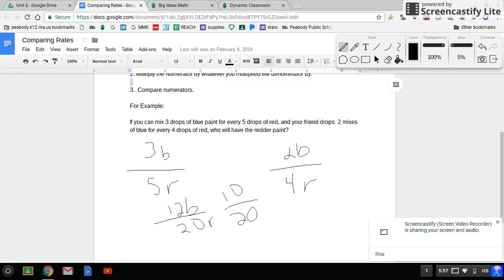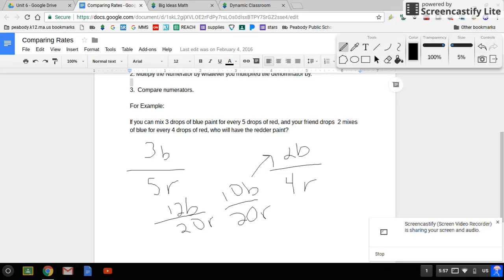So if both of these mixtures have 20 drops of red, the one that's going to be more red is going to be the one that has less blue in it. So that would be this one. If you only have 10 drops of blue, it's going to be redder than if you put more drops of blue. So that would be 10 drops of blue, which was equivalent to this one. So that means your friend will have the redder paint.